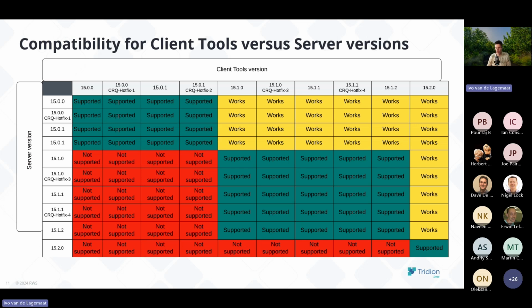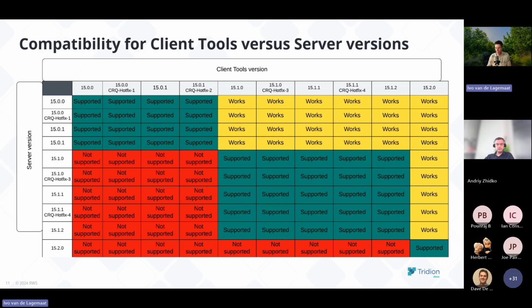We try to come up with a metrics that you can actually see the compatibility of the client tools versus the server version. Sometimes we get questions, hey, which version of the client tools is supported with which version of the server? So if the client tools and the server are matched, then basically we are supporting it. So if you have a 15.1 server with the 15.1 client tools, that one is supported.